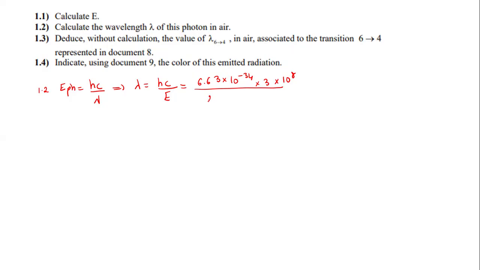Now we notice that E came out as 2.15 electron volt only. So I have to convert it here, times 1.6 times 10 to the power negative 19, and then we get lambda equal to 5.78 times 10 to the power negative 7 meter.